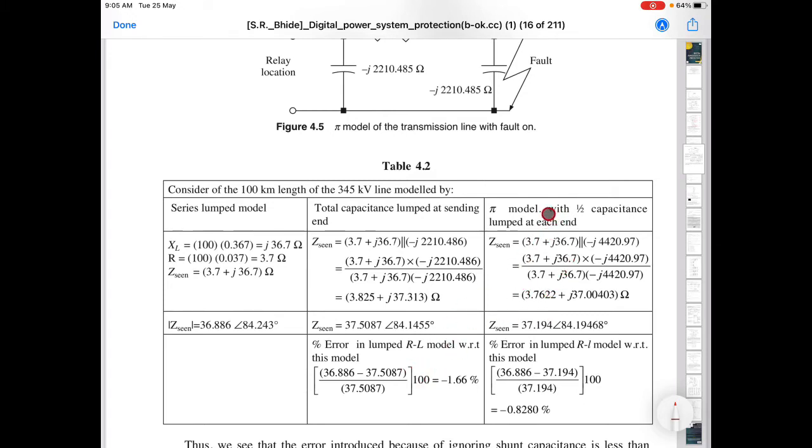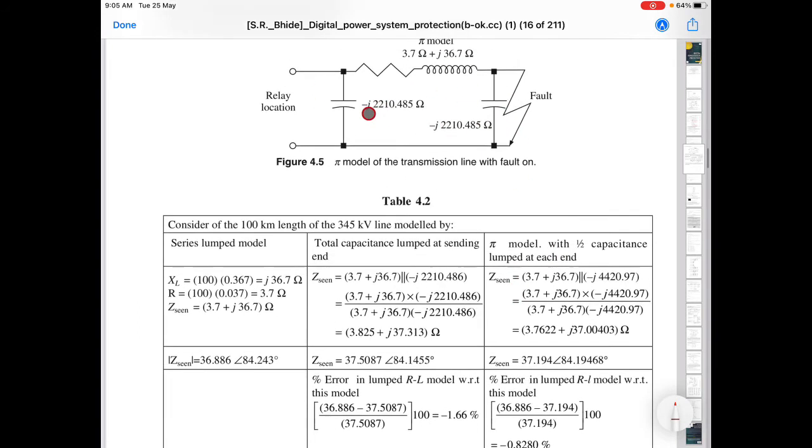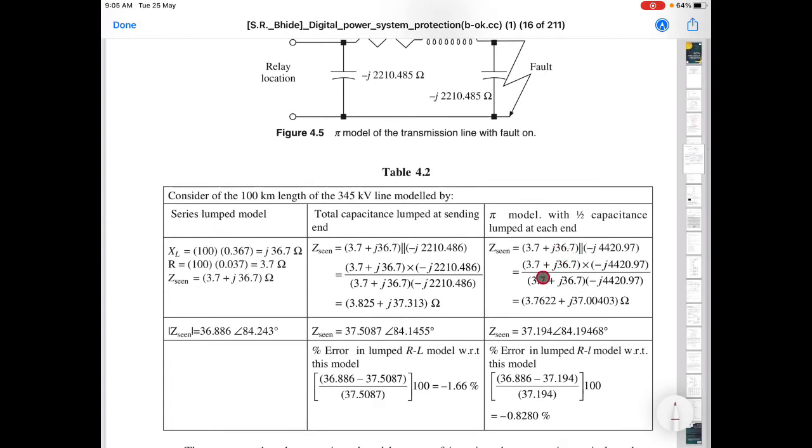Now similarly, the pi model. As I said, since they are in parallel, they add. And this whole combination is in parallel with this. This is a series element, and these two are parallel elements. Since they are in parallel, you apply the parallel formula, R1 R2 divided by R1 plus R2, so you will get this. Again you convert it to polar form. Again, with respect to this, you take the percentage difference and you will get less than 1%.